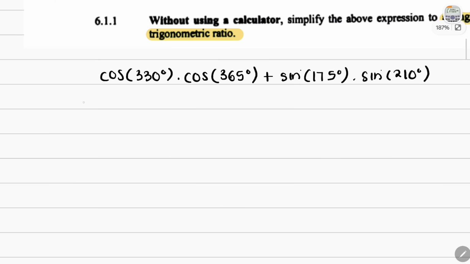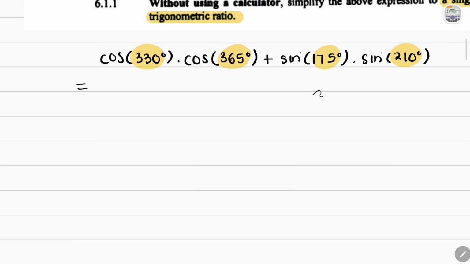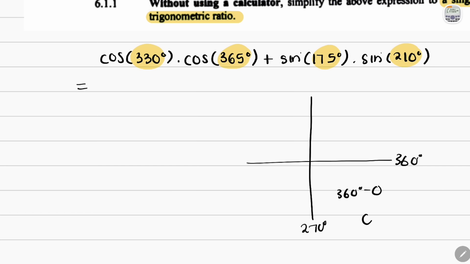Okay, so to simplify this, you can see the numbers they're using. We need to reduce these numbers. So let's see: 330 degrees, using the reduction diagram, is an angle greater than 270 degrees but less than 360 degrees. So it lies in the fourth quadrant, which is where cos is positive and has this reduction. So if we were reducing this, you say 360 degrees minus what gives you 330 degrees? 360 degrees minus 30 degrees.